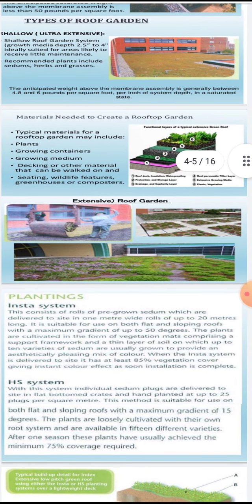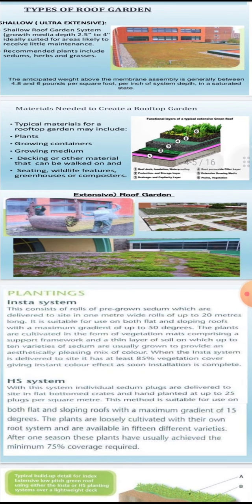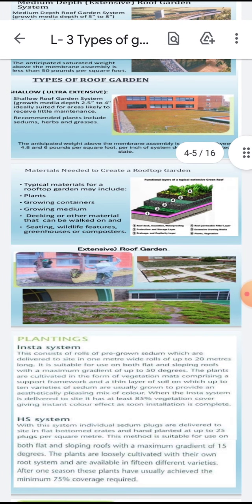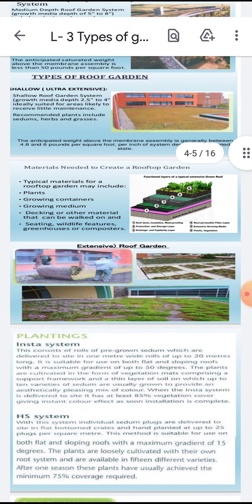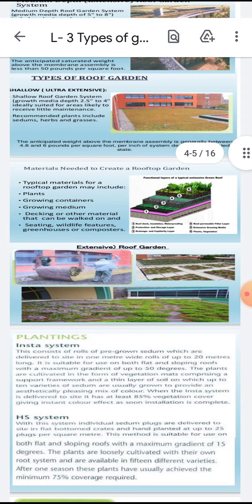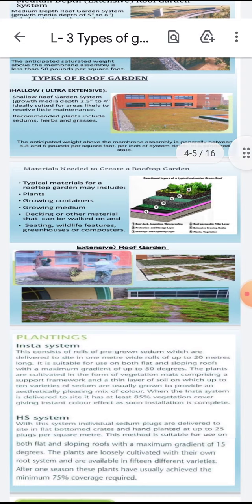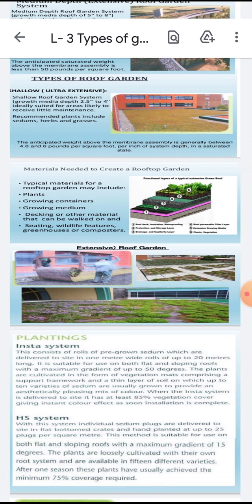They show the different materials needed for this, and in the types of garden, shallow and deep, these are the two systems. Shallow means up to 2 feet depth of soil, and deep means 2 to 4 feet, right? So the materials needed on the rooftop are generally growing containers, growing medium, and other materials. So what are growing containers?